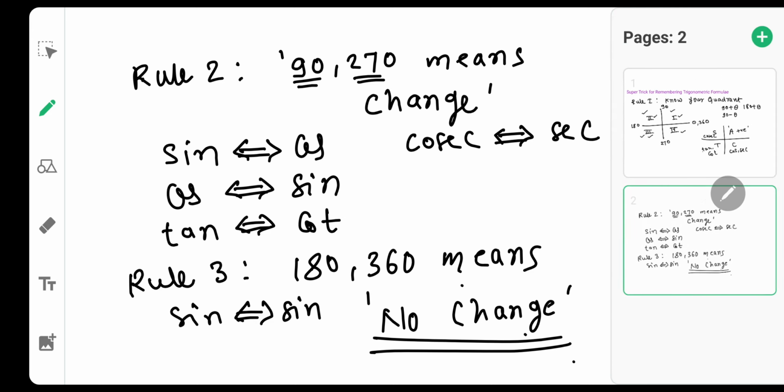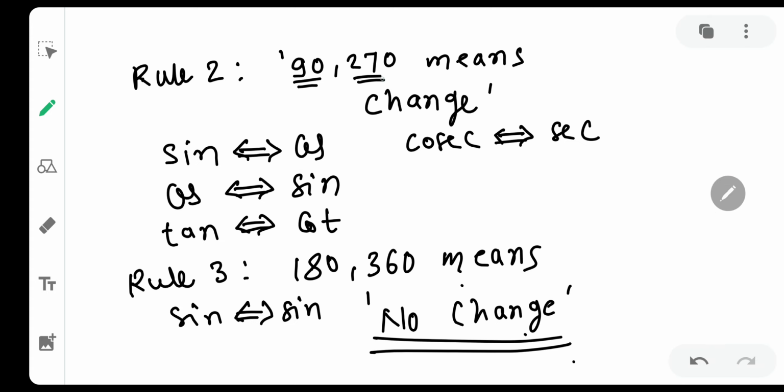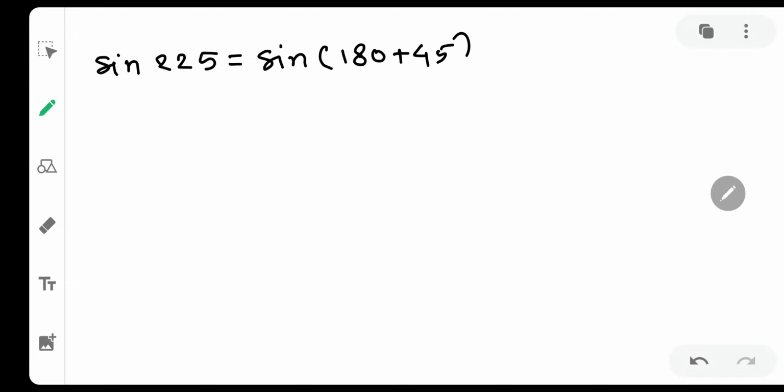Now if you have understood rule 1, that is know your quadrant, rule 2, that is 90 and 270 means change, and rule 3, that is 180 and 360 means no change, then you are good to go with the sums. Now let us understand what is sine 225. Now how to do that? Now very simply put, we can say that sine 225 is nothing but sine of 180 plus 45.